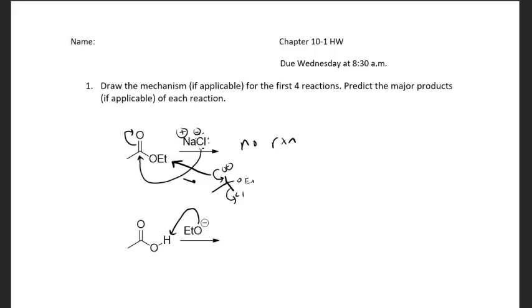So here our electrons are going to attack that proton, move those electrons to there, which gives us our then conjugate base, which is our acetate anion, so our deprotonated carboxylic acid. And then we also have ethanol, and ethanol is our conjugate acid, so EtOH.